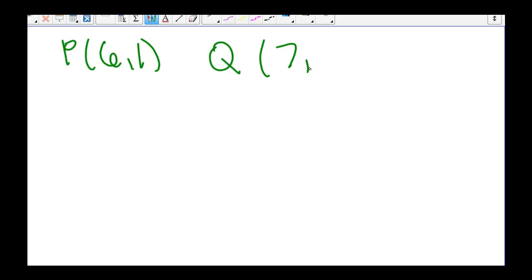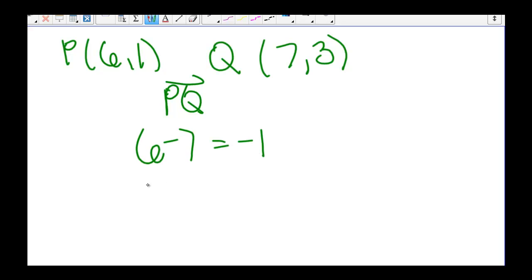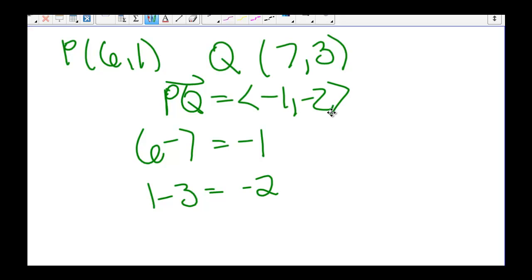So let's say we're given a vector with a point P being the tail at 6, 1, and Q being the head at 7, 3. To find our vector in standard position, we're looking for the vector PQ. So we have 6 minus 7 gives us negative 1. 1 minus 3 gives us negative 2. So this is the vector negative 1, negative 2 in standard position.